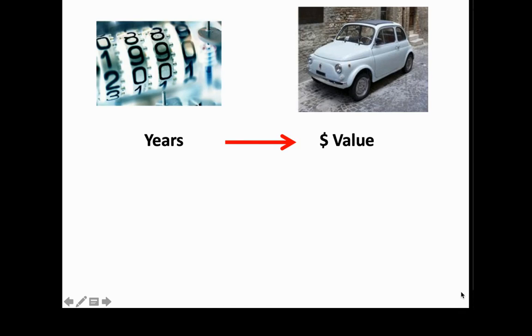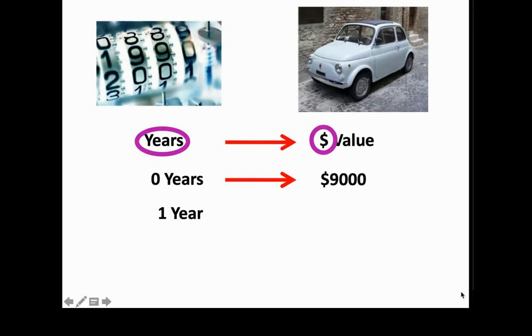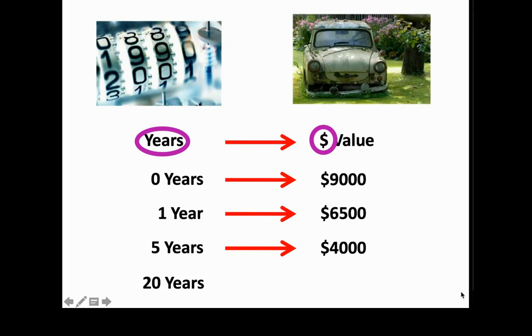Years and value of a car. Another relationship. So in 0 years, the value of the car is $9,000. It's brand new off the lot. After 1 year, it's worth $6,500. 5 years, it's worth $4,000. 20 years, it's worth $1,500.